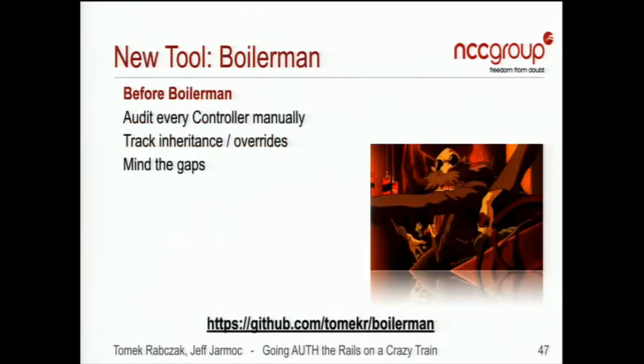So looking at Boilerman, before Boilerman, you'd have to audit every single controller manually. Not only every controller, but you'd have to track the inheritance. If there's a base controller, if there's an API controller, you have to go into that, and then think about where this is potentially going to get run.